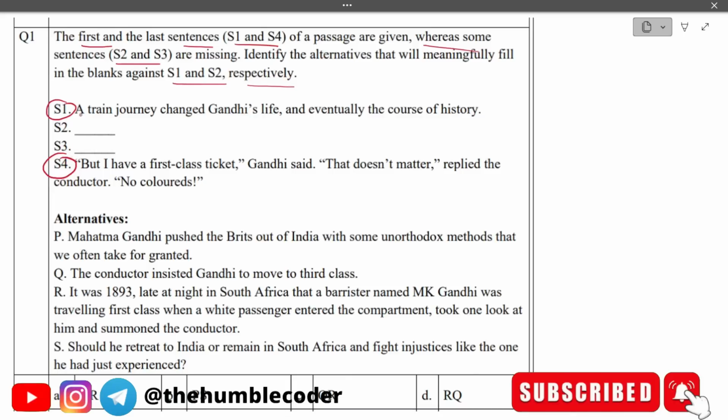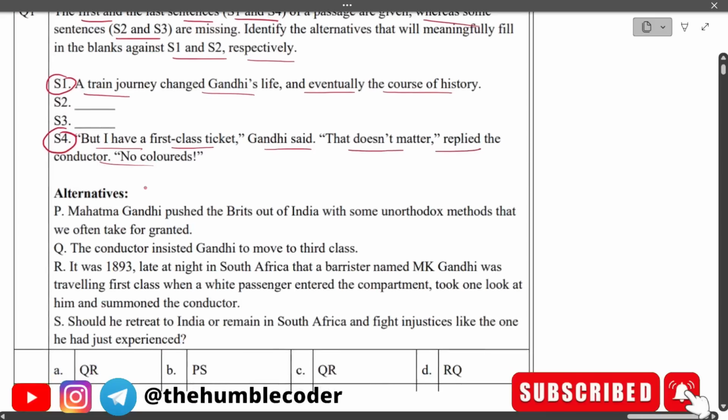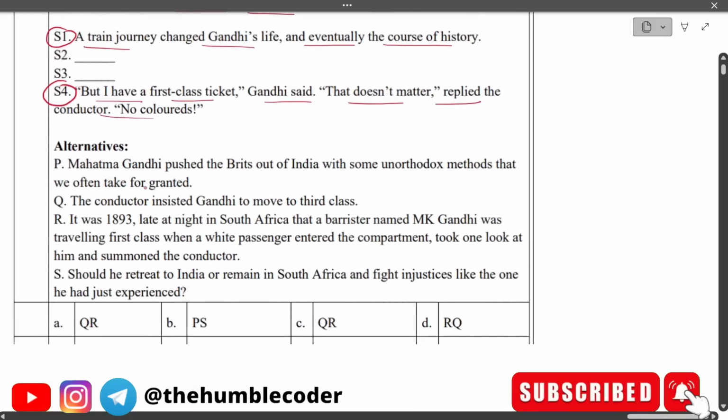Okay, so first let's read the statements which are already given, and then we will analyze what will come in S2 and S3. A train journey changed Gandhi's life and eventually the course of history. Okay, then we have sentence 2 and sentence 3, and the final sentence is, But I have a first class ticket, Gandhi said. That doesn't matter, replied the conductor, no coloreds. Okay, so let's see. We have these alternatives.